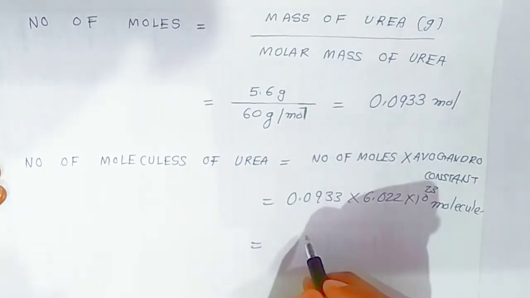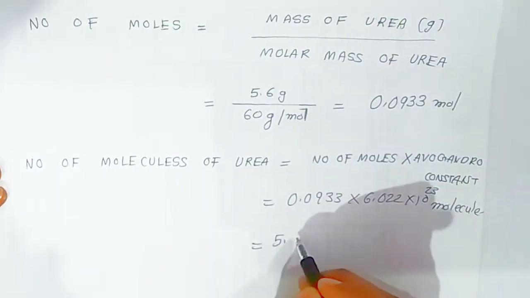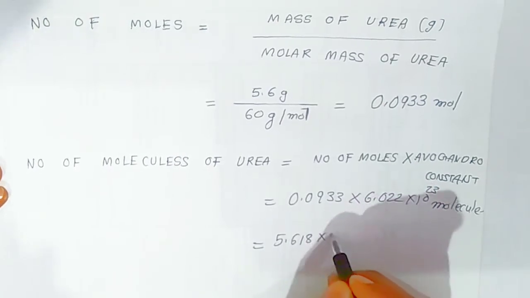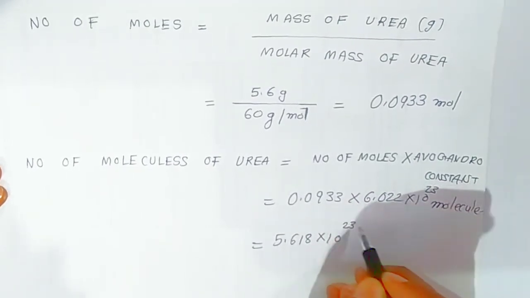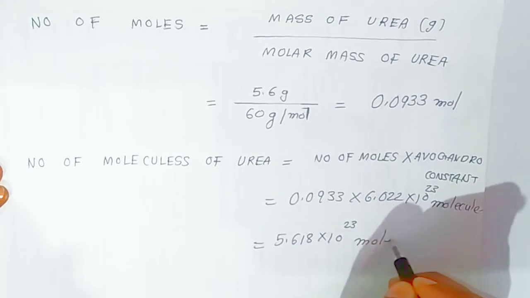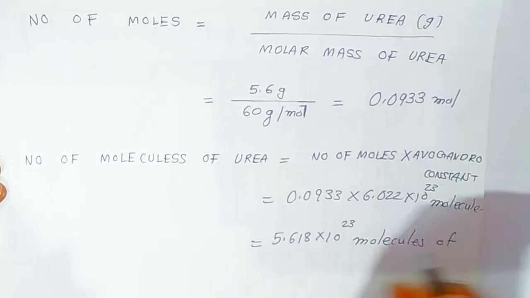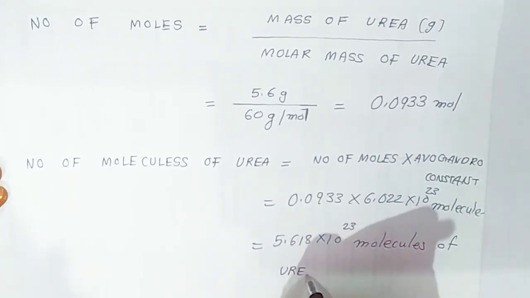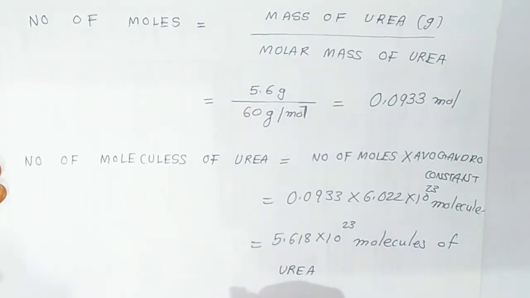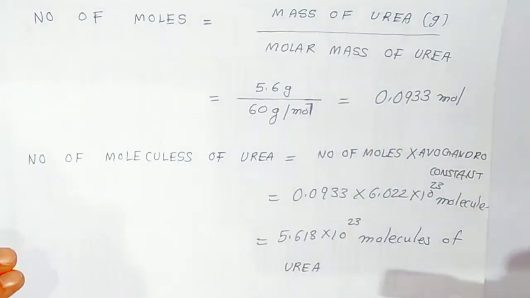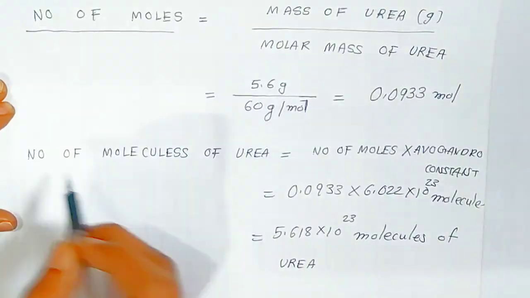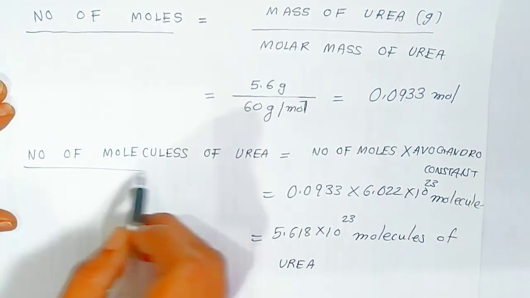So when you multiply, students, I am writing the answer directly here: 5.618 into 10^23 molecules of urea will be present. This is very important, students. This way you have to write in the examinations. This way we have calculated the number of moles and the number of molecules of urea.